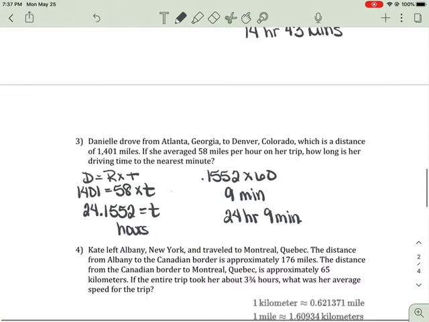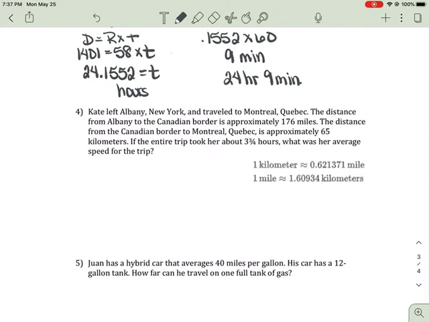All right, so let's try this one. We have Kate here who left Albany, New York and traveled to Montreal, Quebec. The distance from Albany to the Canadian border is about 176 miles. And the distance from the Canadian border to Montreal, Quebec is about 65 kilometers. Oh boy, we have a problem because some of it's in miles and the other part is in kilometers. So we're going to have to make some conversions here. The entire trip took 3 and 3/4 hours. What's her average speed? So we're going to have to make a decision here. We're going to have to decide if we're going to make everybody miles or make everybody kilometers.